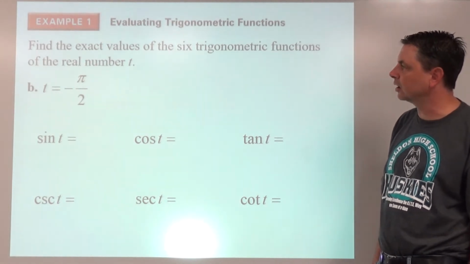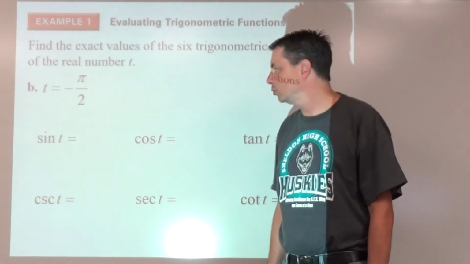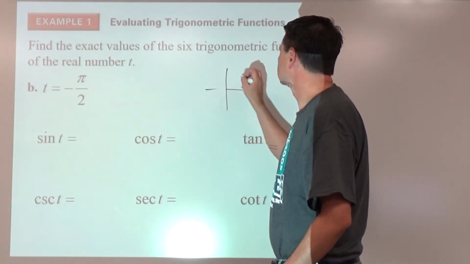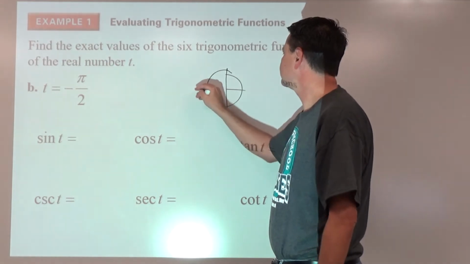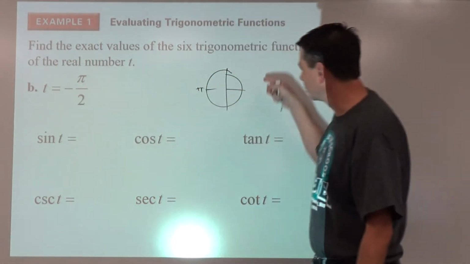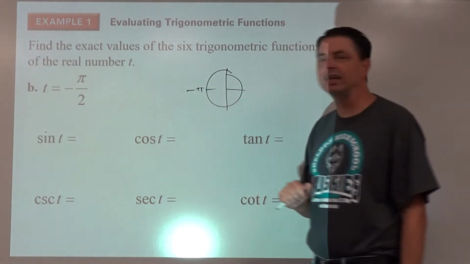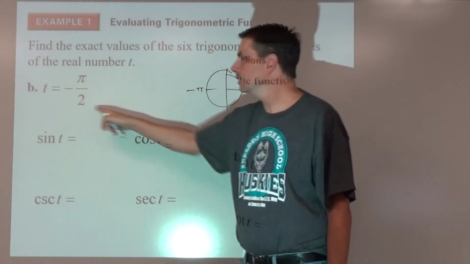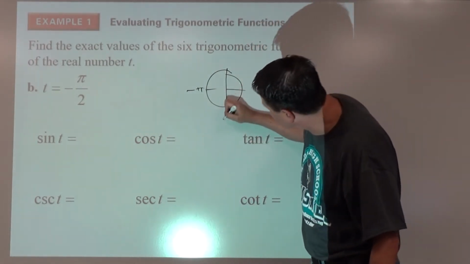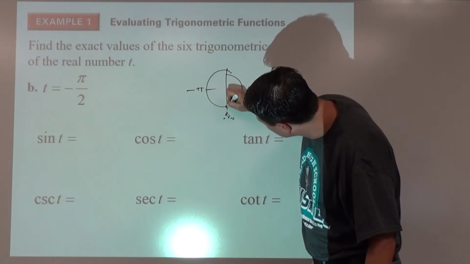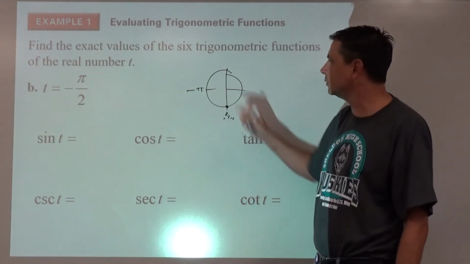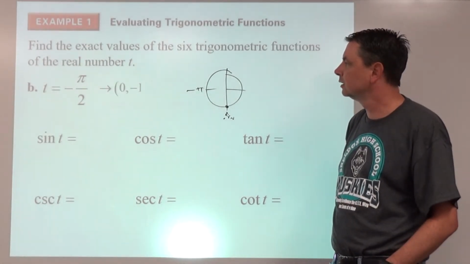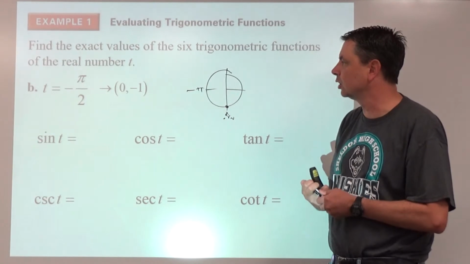All right, part B, our angle is now negative pi over 2. Let's think about that. Pi is over here, but we're going negative. We're going the other way, so that's also negative pi if we're rotating this way. And we want half of that. So go half that way, and that puts us right there. Straight down from the origin, unit circle, so 1 away, where radius is 1. So our coordinates are 0, negative 1.